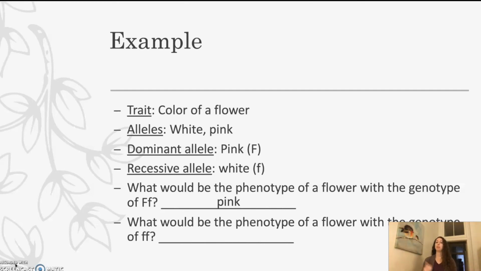Now, we have a different situation in this next one. What would the phenotype be of a flower with a genotype of lowercase f, lowercase f? I'll give you a second to think about that one. Now, no dominant alleles seen here. So our recessive alleles finally get a chance to shine. There's no dominant alleles to squash them down, so we're finally going to see that white flower with a lowercase f and a lowercase f.